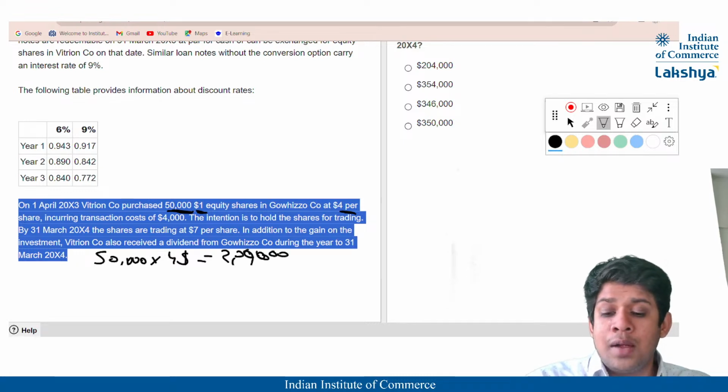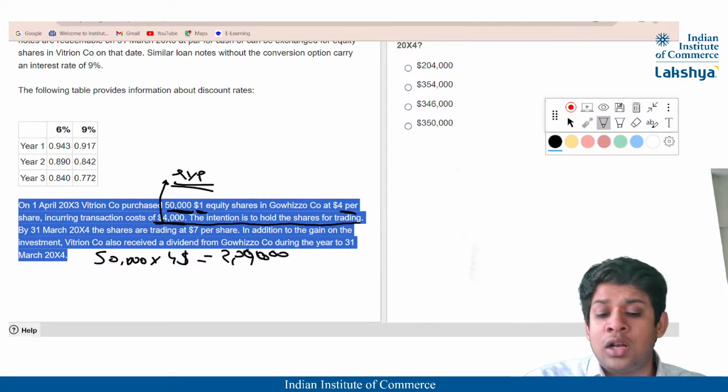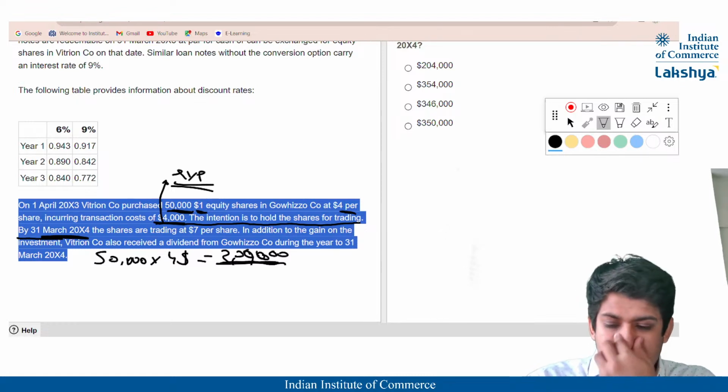2 lakh is the total value, but your financial asset is initially recognized at 2 lakh plus the transaction cost if they are not held for trading. Now let us see if they are held for trading or not. The intention is to hold the shares for trading. So if the intention is to hold the shares for trading, this $4,000, the transaction cost, will be directly expensed to P&L, because you're just earning profit and doing it for short-term trading purposes. By 31st March 2014, this is only going to be the value of your financial asset.